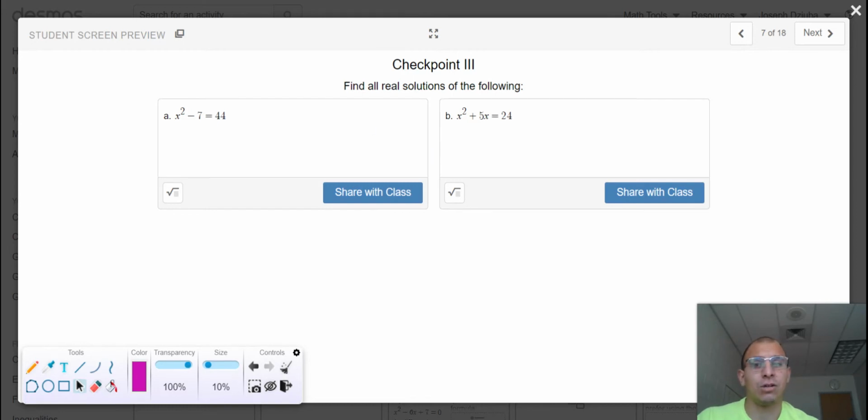Part A, I shall leave for you. There's a very straightforward way to solve it, and there's a very convoluted way to solve it. That's up for you and your intuition to determine. All right. So here we go. In part B, I am going to subtract 24 from both sides. Therefore, my new expression looks like this.